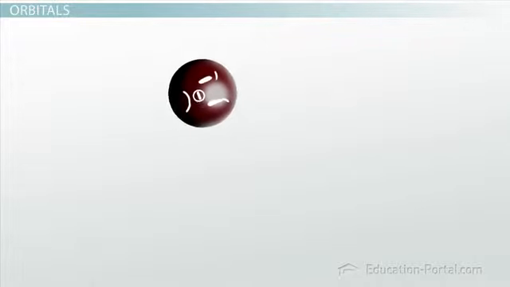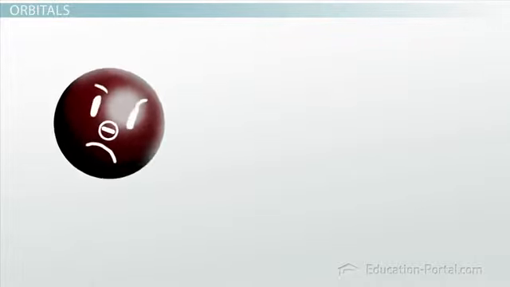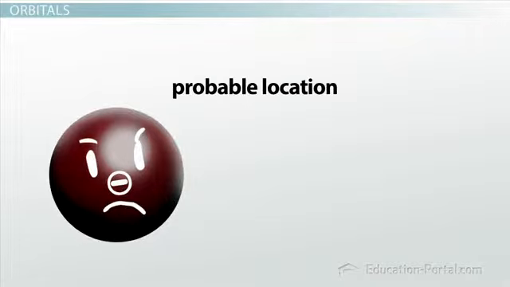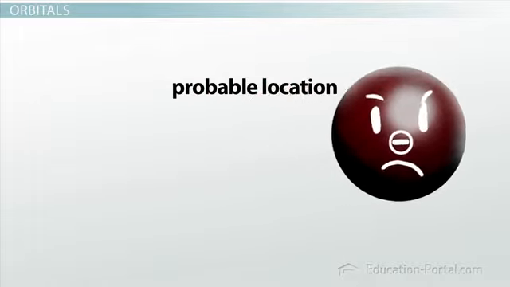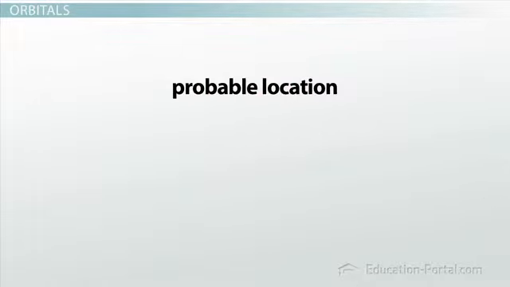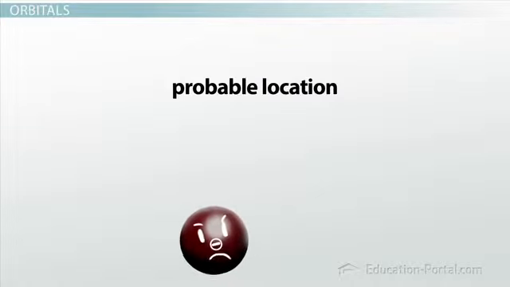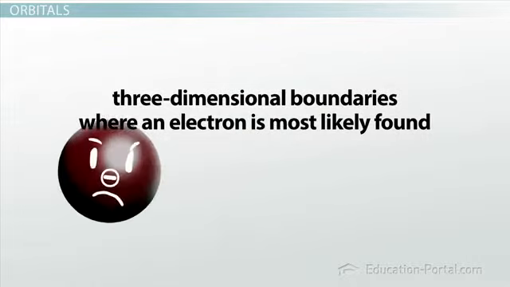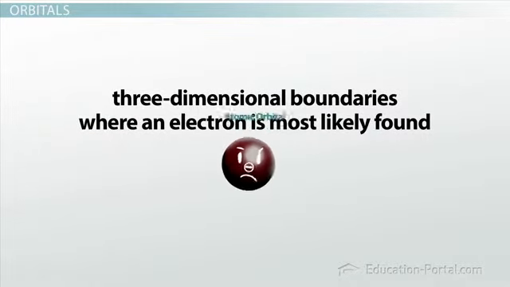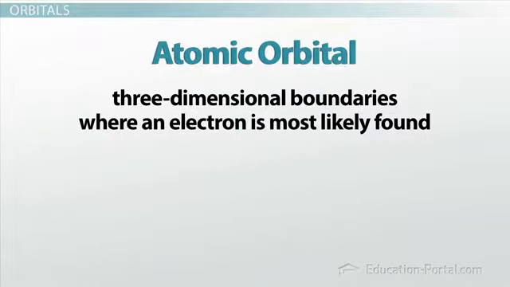Before we go into great detail about those quantum numbers, it is important to note that when I say location, I mean probable location. There's really no way to know exactly where an electron is at a given time. They're very elusive. But it is possible to determine which specific 3-dimensional region it is probably in. These 3-dimensional boundaries where an electron is most likely found are called atomic orbitals.